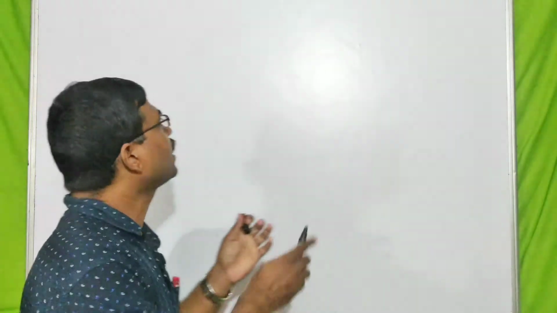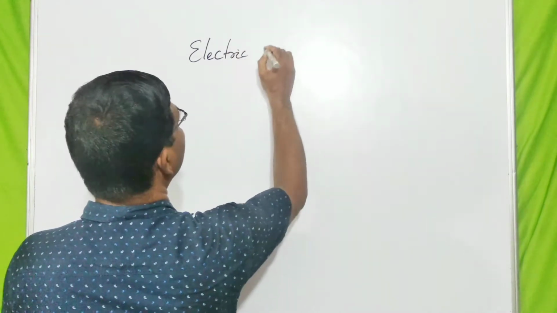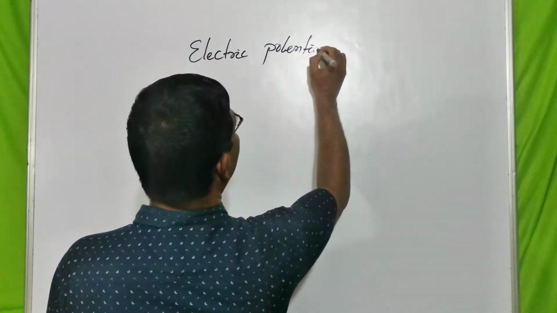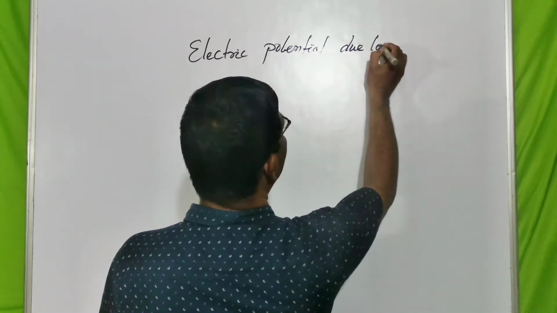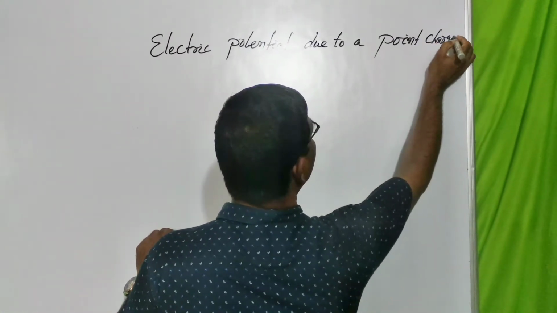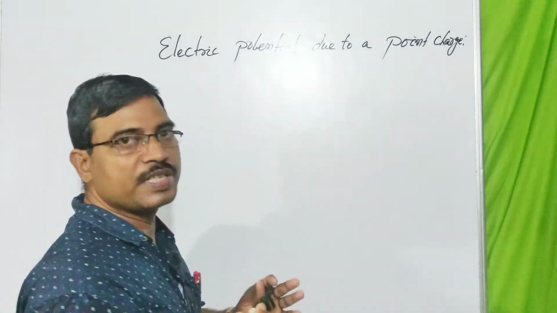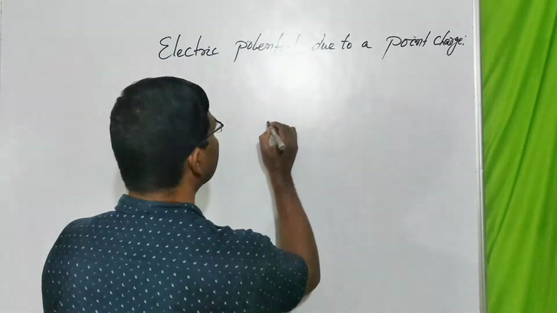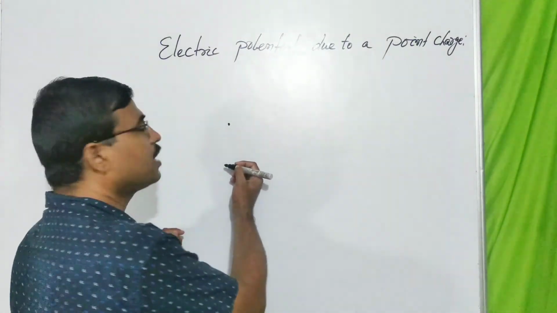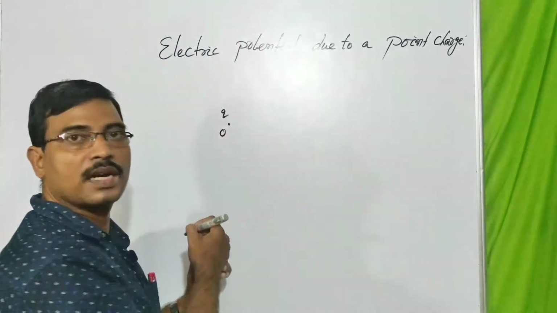So come to the points. Everybody collect your pen and copy and write what I am writing. Start: electric potential due to a point charge. What I told you, you just have to apply. Consider a point charge Q which is placed at the origin O.